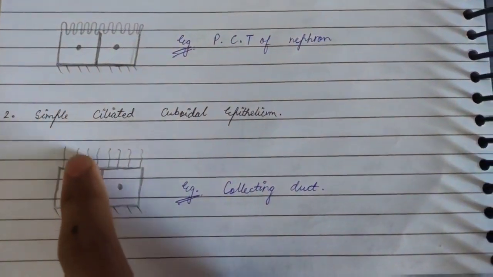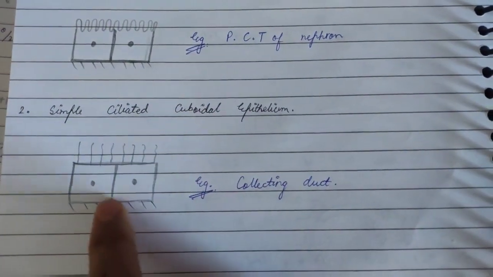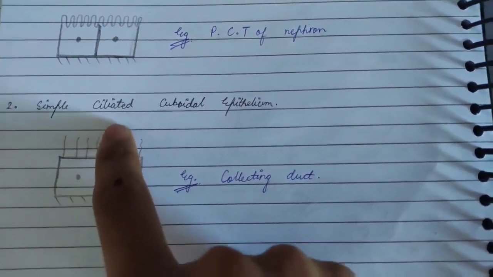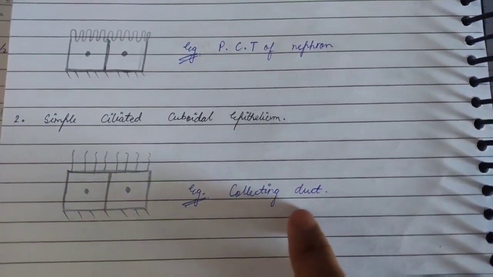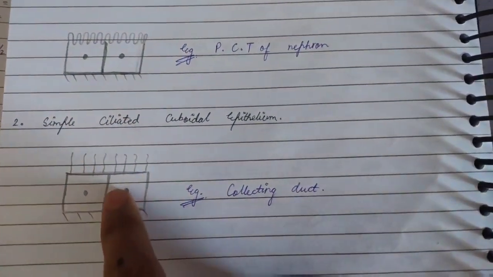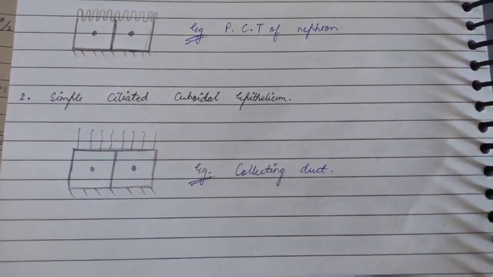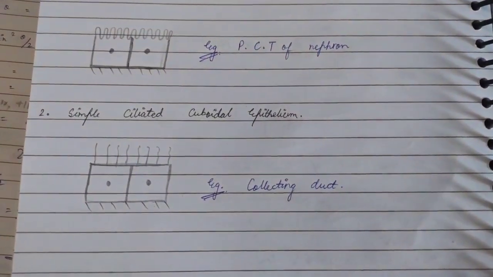Second one is simple ciliated cuboidal epithelium. See, this is cuboidal epithelium and this is cilia. It is found in the collecting duct because cilia help in providing direction to something, whether upside, downside, anywhere. So that's all for today.